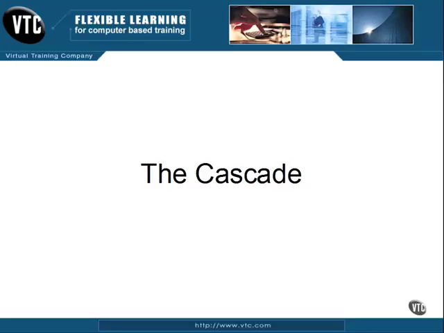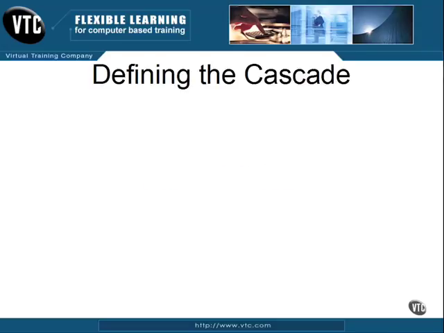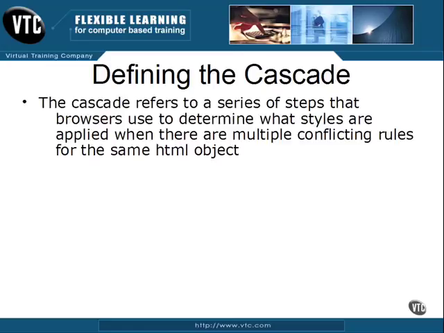In this section, we will investigate the processes and details of the cascade. In this movie, I define the cascade again, look at a simple way to figure out the cascade, and then begin to look at the real way that the cascade works. As described in a previous movie, the cascade refers to a series of steps that browsers use to determine what styles are applied when there are multiple conflicting rules for the same HTML object.